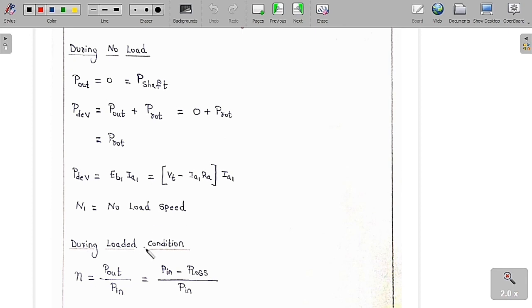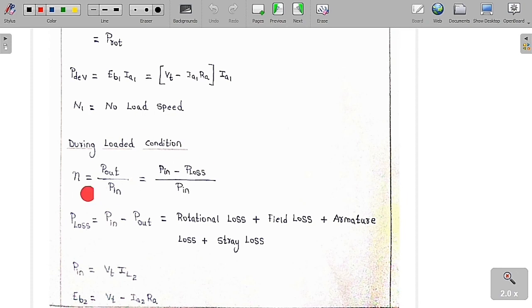Suppose during loaded condition, then what is going to happen? Now we are going to see. During the loaded condition, the efficiency is output power by input power, which is input power minus losses by input power. Always input is equal to output power plus losses, so losses is equal to input power minus output power. As the output power is equal to 0 at no load, the input power should always be equal to losses. Listen carefully here.